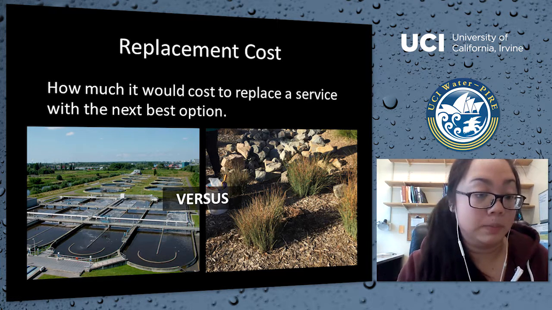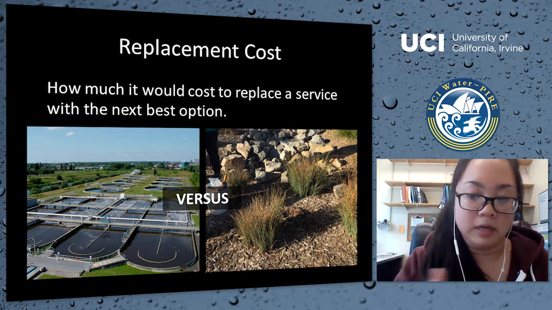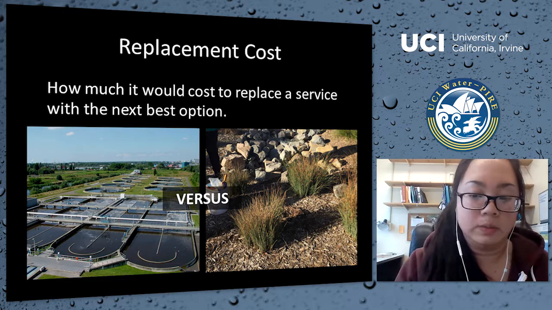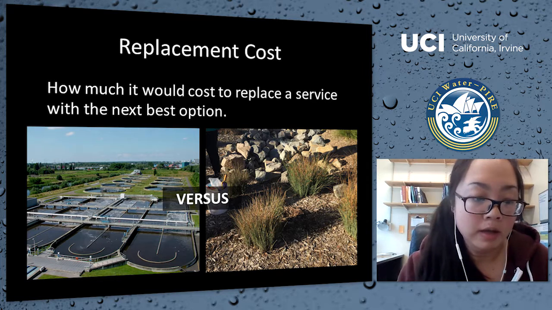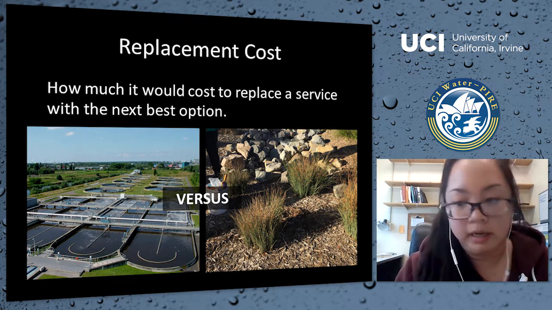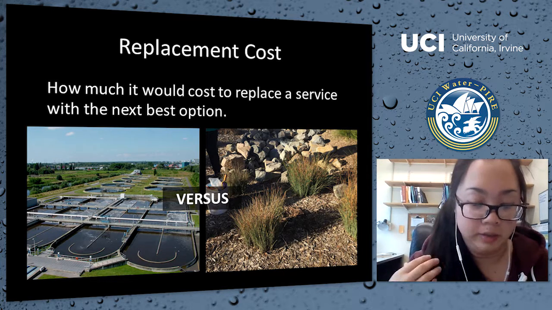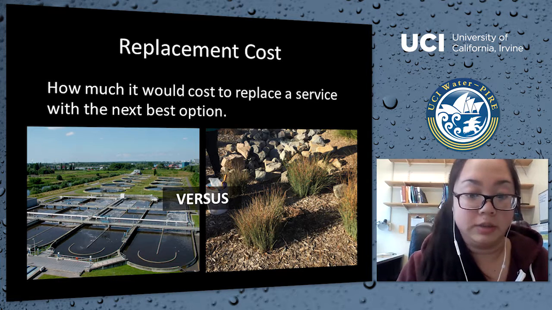So if I wanted to put a value on contaminant removal, if I were to get rid of all the biofilters, what is the cost of obtaining the same level of water quality that I just lost by using the next best option, say a wastewater treatment plant? So in essence, we're just asking what the cheapest way we could replace this function or service is.